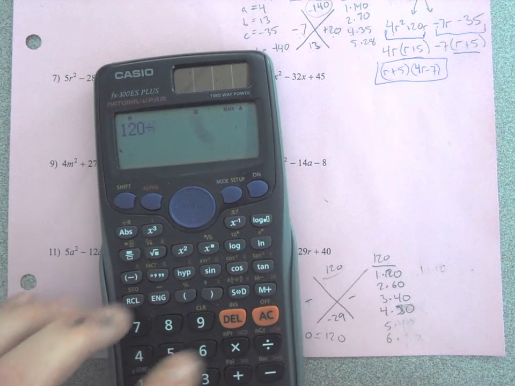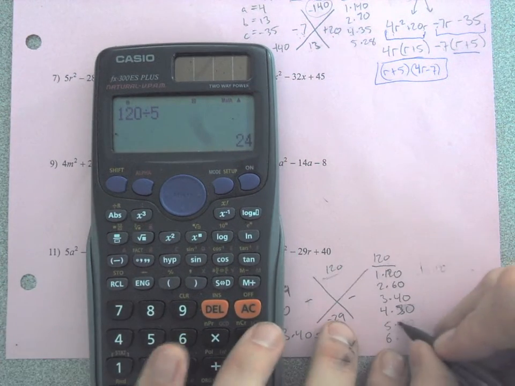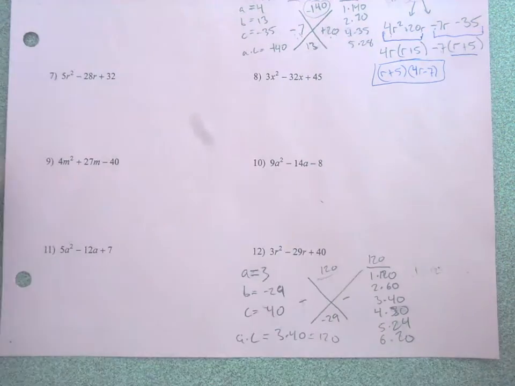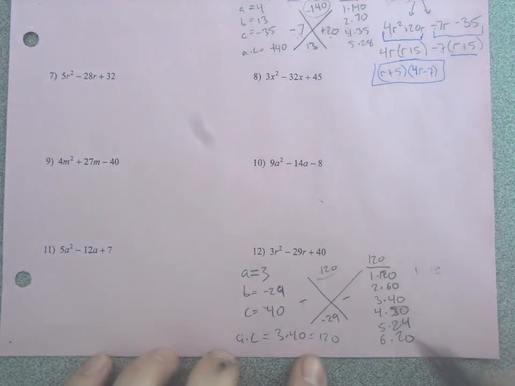120 divided by 5 is 24. Okay, there it is. 120 divided by 6, okay, that's 20. Okay, sorry about that. I just got my multiplication wrong. Should have been using my calculator.